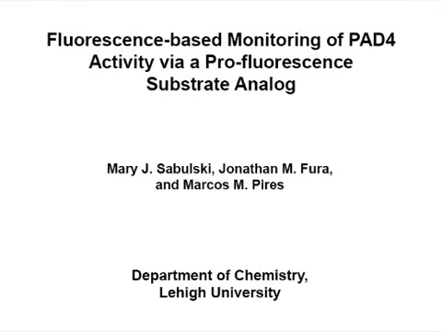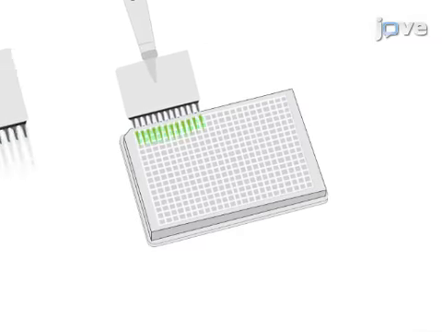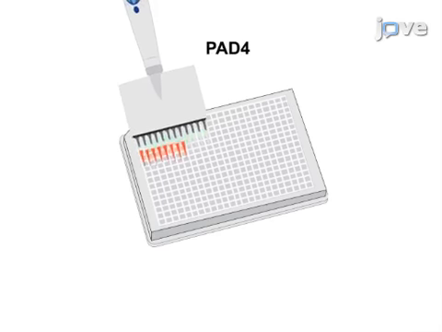The overall goal of the following experiment is to obtain quantitative information about the activity level of PAD4 in an easy-to-reproduce assay using fluorescence. This is achieved by incubation of PAD4 with the designed substrate analog ZR-CoM.